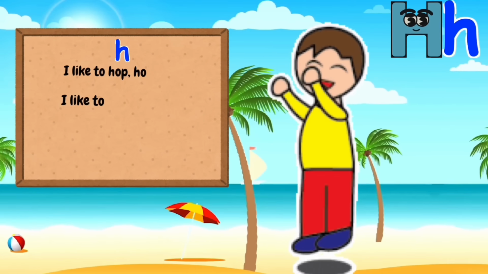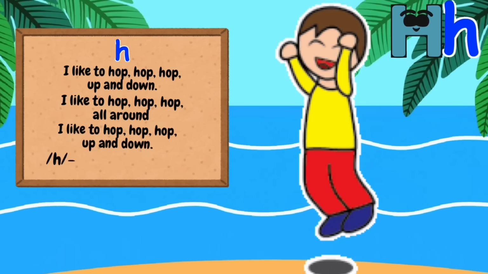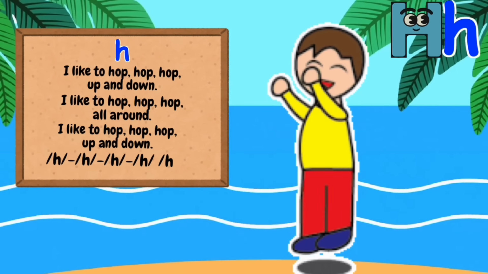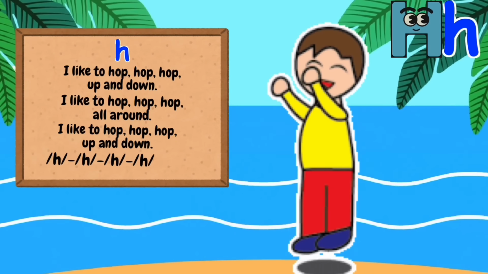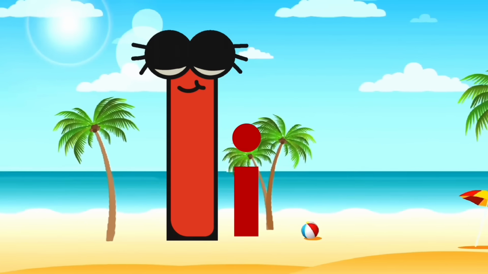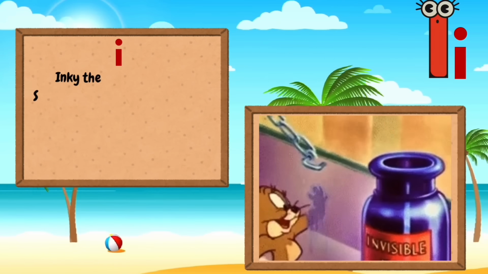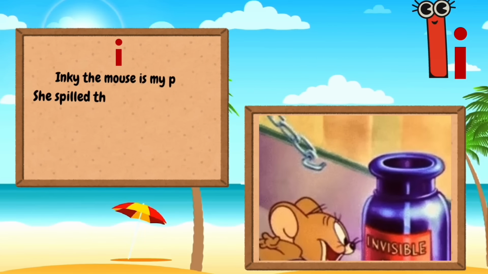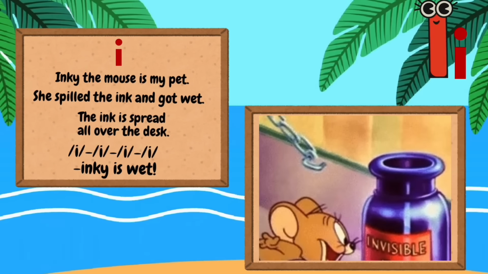I like to hop, hop, hop up and down. I like to hop, hop, hop all around. E, E. Inky the mouse is my pet. She spilled the ink and got wet. The ink is spread all over the desk. E, E, E, E, E. Inky is wet.